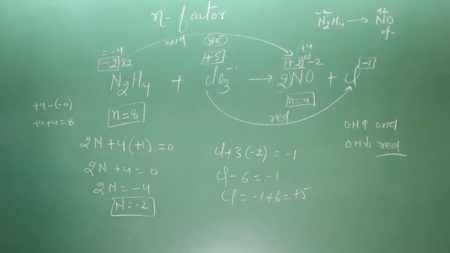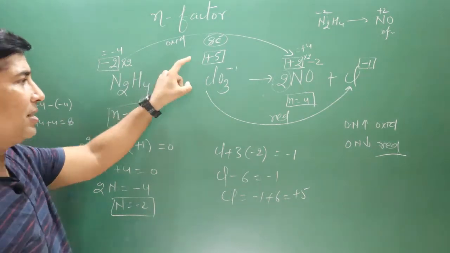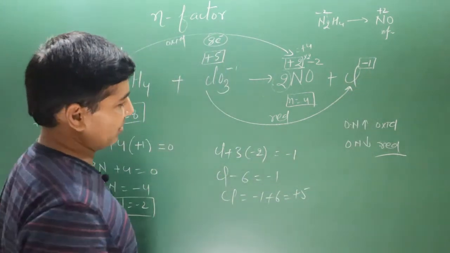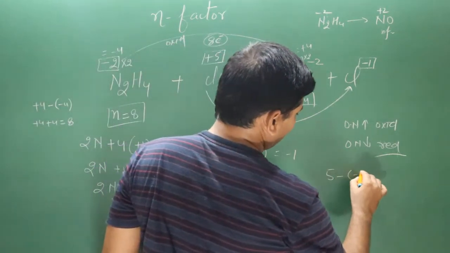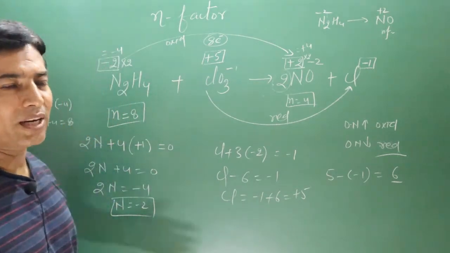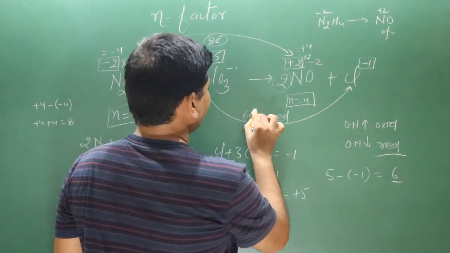4 is there. Okay, now we move on to this one. Cl shows plus 5 oxidation number, other side it shows minus 1 oxidation number. Difference in oxidation numbers, we have 5 minus minus 1 is equal to 6, because 5 plus 1 is equal to 6, minus minus will become positive. So you can see the difference in oxidation number is 6 electrons.